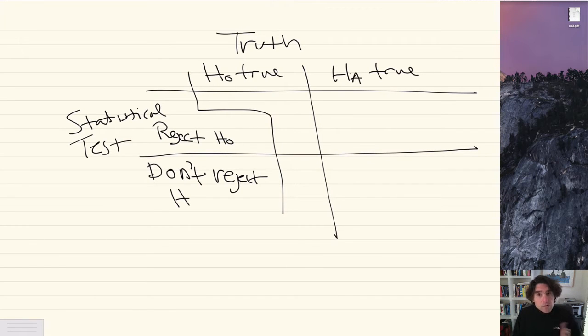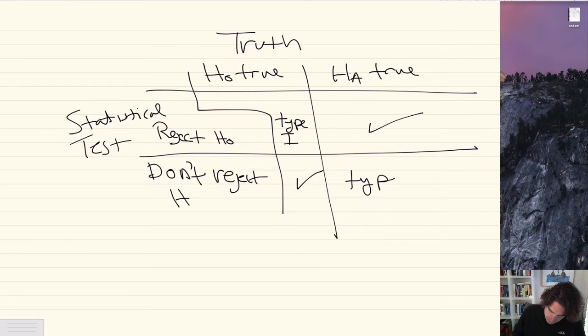And so if we reject H0, but H0 is actually true, we've made a type 1 error. But if we reject H0 and the alternative is true, then we haven't made an error. So that's okay. And if we don't reject H0, but H0 is true, then we haven't made an error. But on the other hand, if we don't reject H0, but the alternative is true, then we've made an error. And this is called a type 2 error.